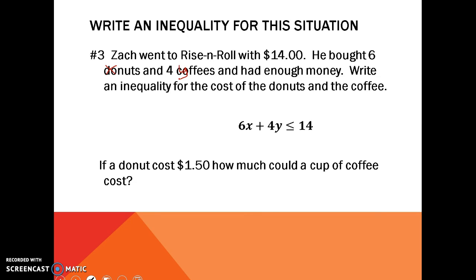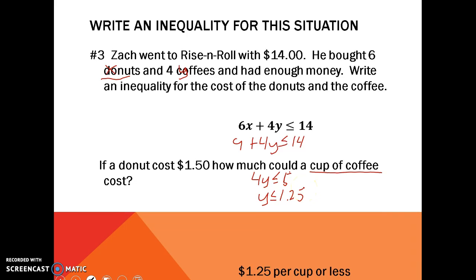And let's say we have a question similar to this. If a donut costs $1.50, now remember, a donut is what X is, so we're going to stick $1.50 in for X. It's going to be 6 times $1.50, which is 9, plus 4Y is less than or equal to 14. And the question asks, how much is a cup of coffee? Well, that's what Y is. We're going to solve for Y. We could subtract 9 from both sides, which means 4Y is going to be less than or equal to 5. And if I divide by 4, Y is going to be less than or equal to 5 divided by 4, which is 1.25.